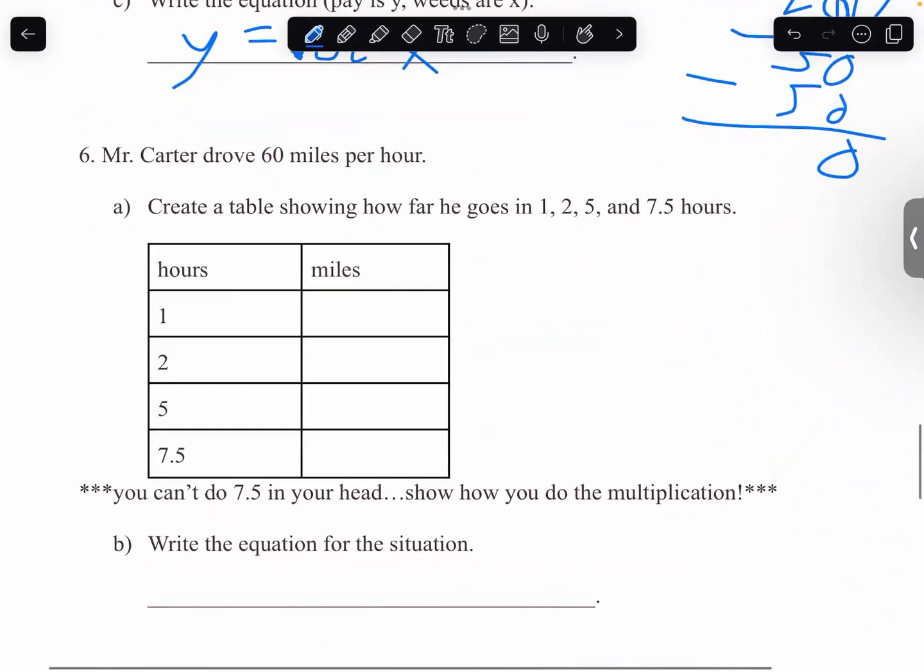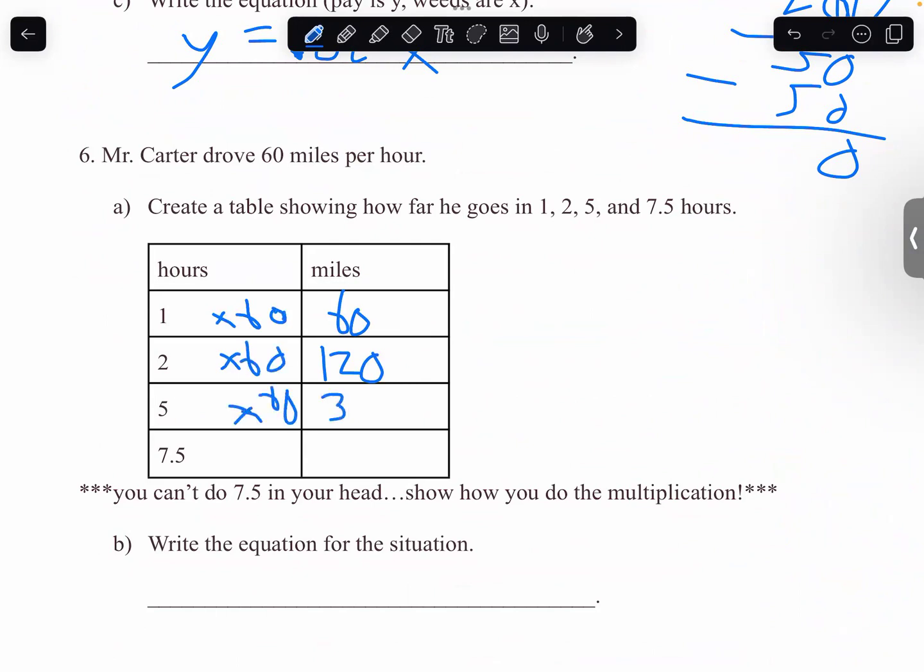All right, now back to an easier one here. All right, I drove 60 miles per hour. Let's go ahead and make the table showing how far I go in 1, 2, 5, and 7.5 hours. So in 1 hour, I go 60 miles, just times 60. So that's times 60, right? So like this. Okay, times 60. That's 300. Okay, and then times 60 here.